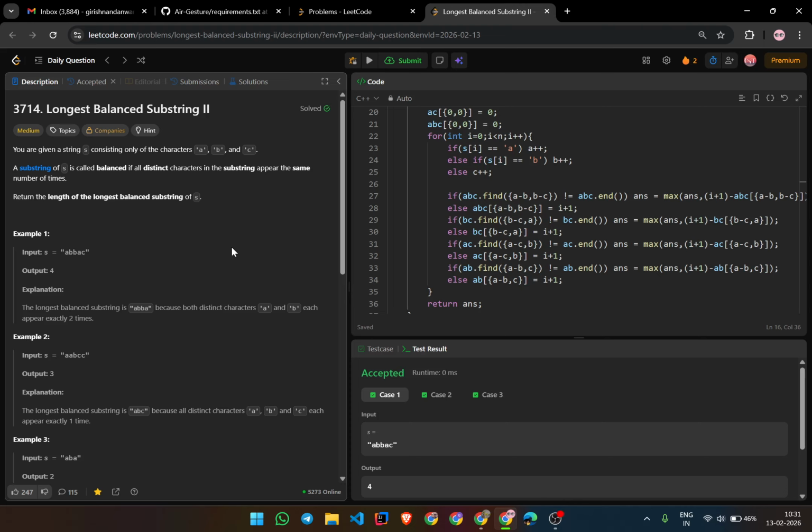Hello guys, today we will see the LeetCode problem number 3714, which is Longest Balanced Substring. This is part 2. Let's see what the question says.